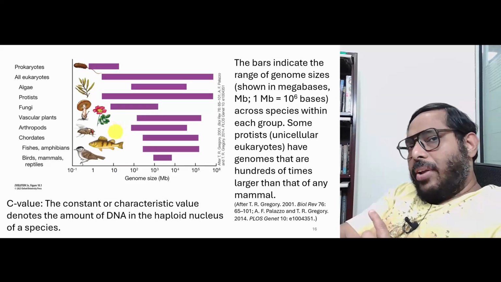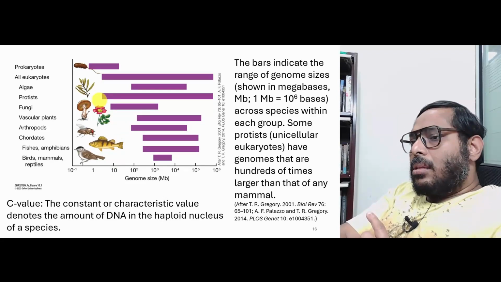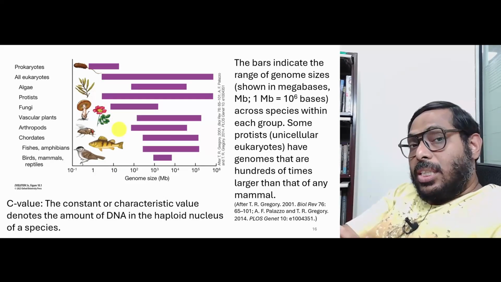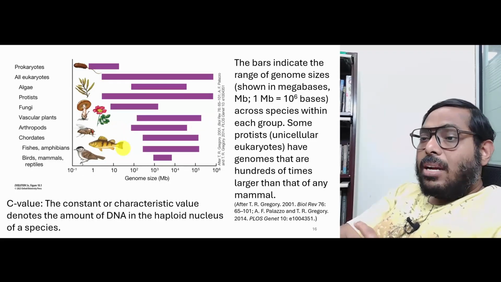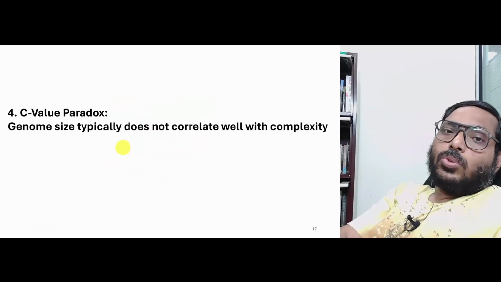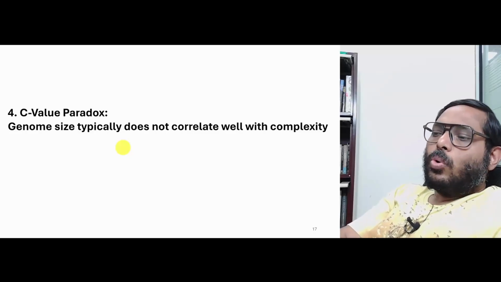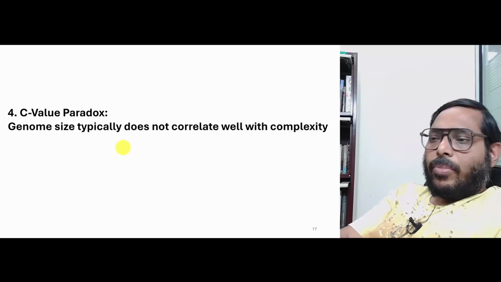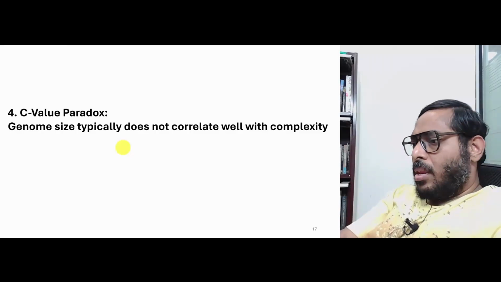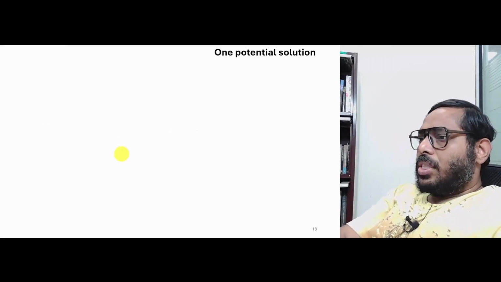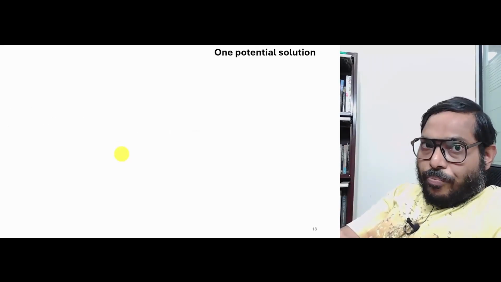This observation that there does not seem to be a relationship between the C value of a species and its complexity is what is known as the C value paradox. Genome size typically does not correlate well with complexity. This is our fourth pattern. Now, the question is, why is that so?